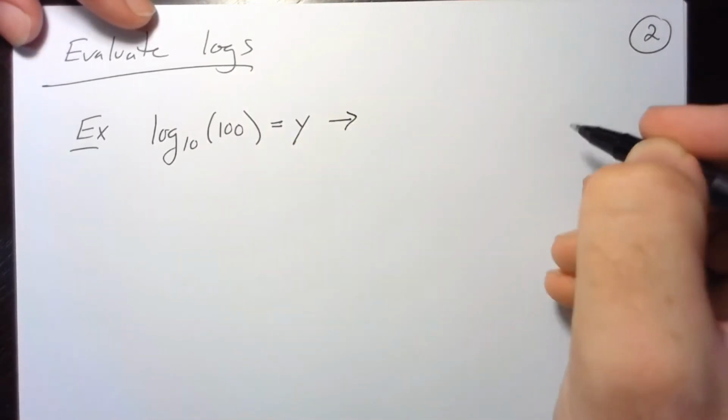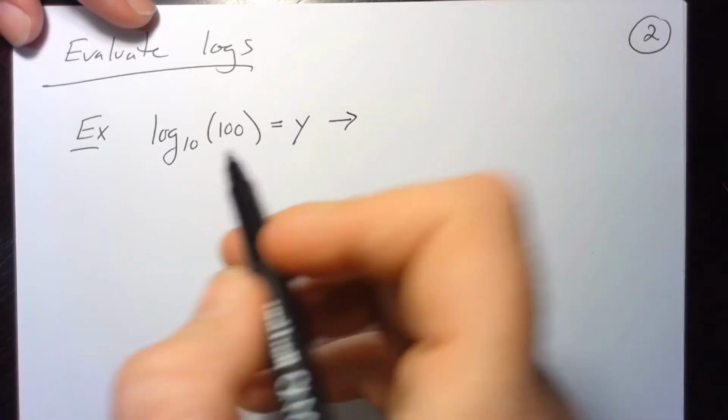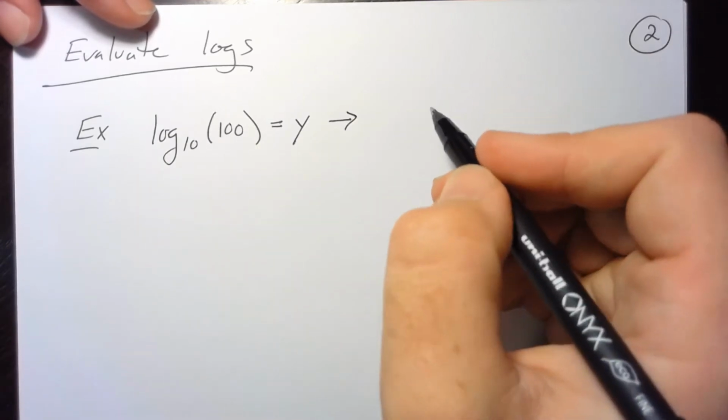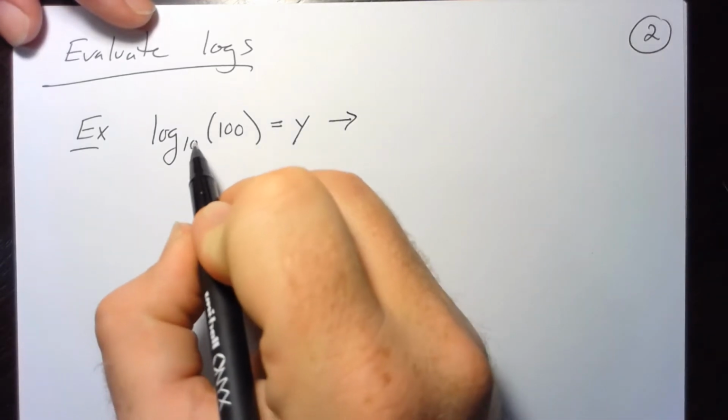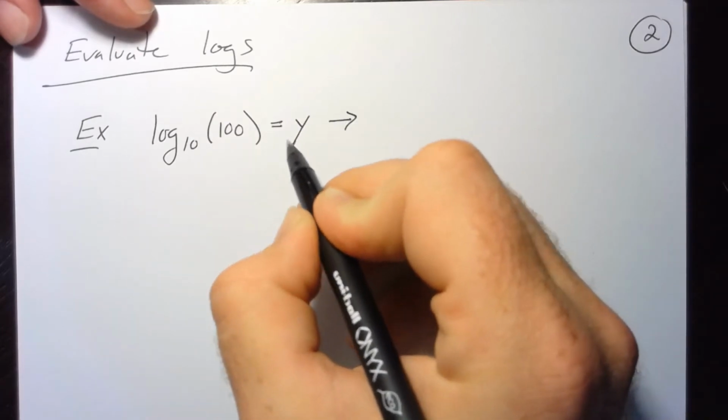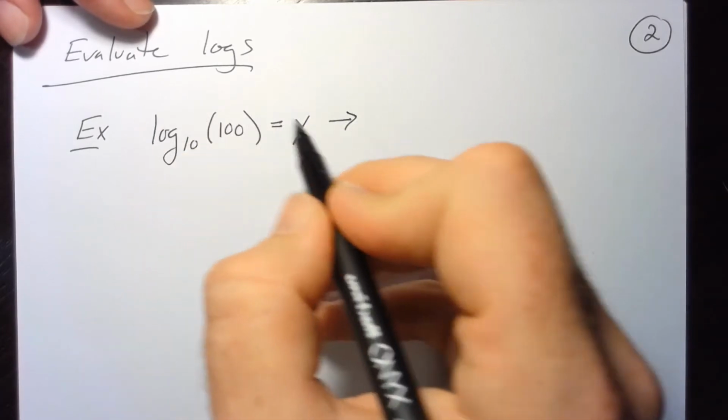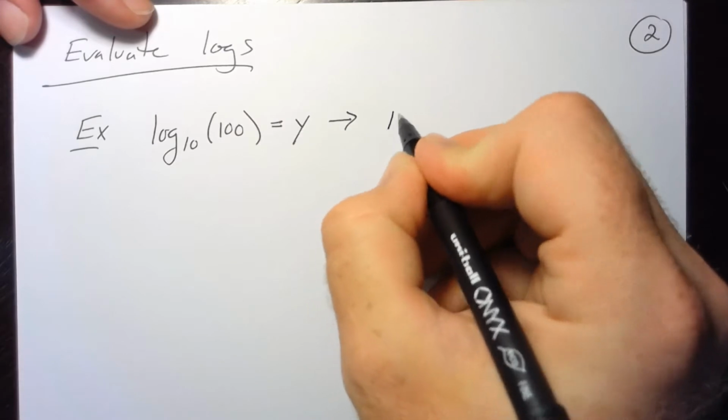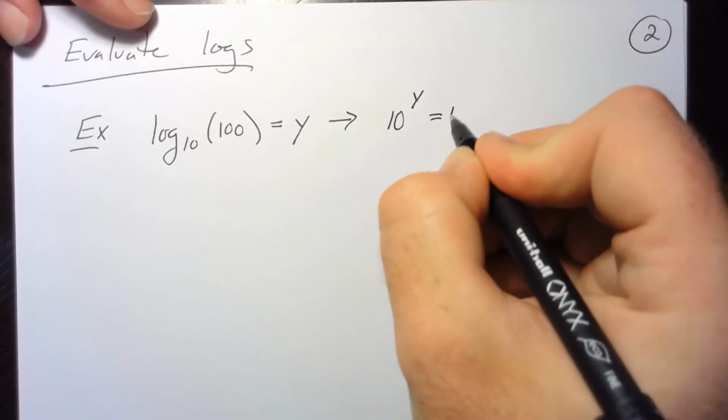So I'm going to go ahead and first convert this from the log function into its exponential form. Keep in mind that, again, this is the base, and this right here is the exponent. Every log is equivalent to an exponent. So I have a base of 10 with an exponent of y equals to 100.